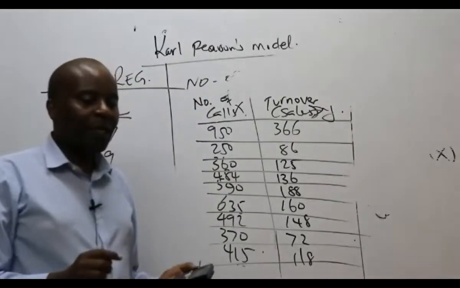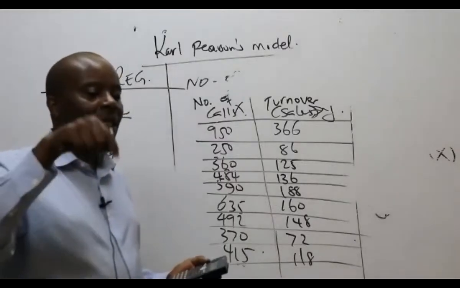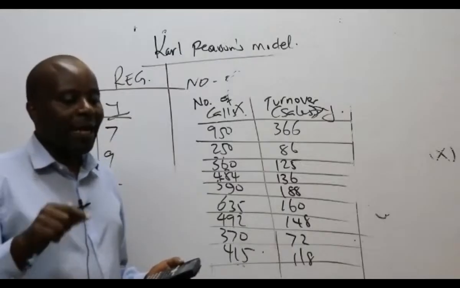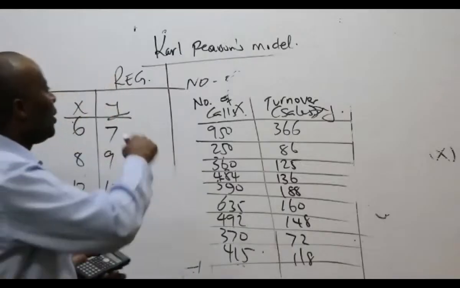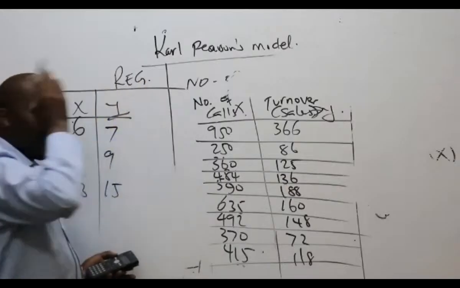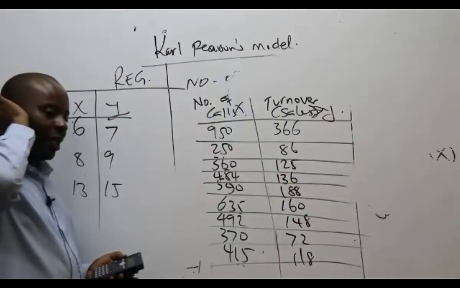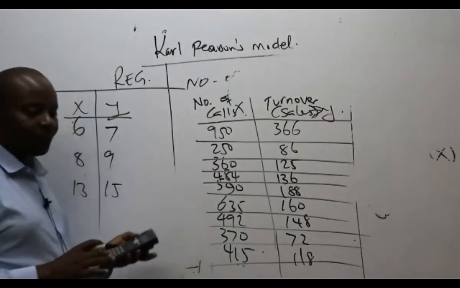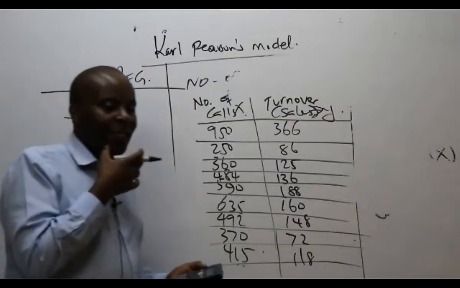Reg for regression. On your calculator, under reg, which number is there? Is it 2 or 3? Roba says 3, Collins says 3, John Kamau says 3. So 3. So you press 3. There is a student who has pressed 3.